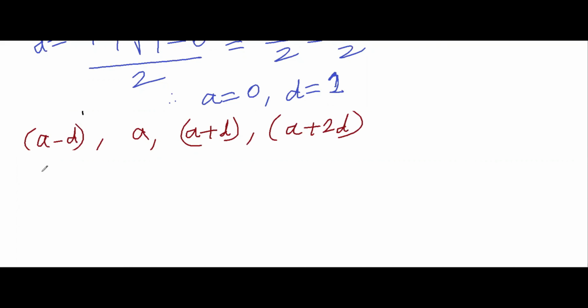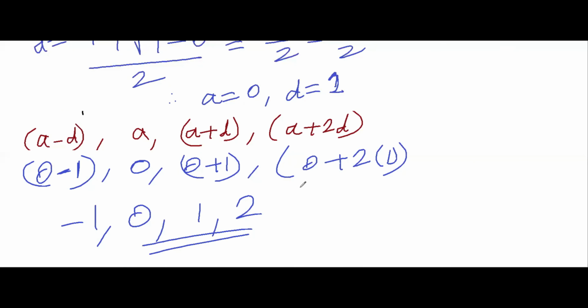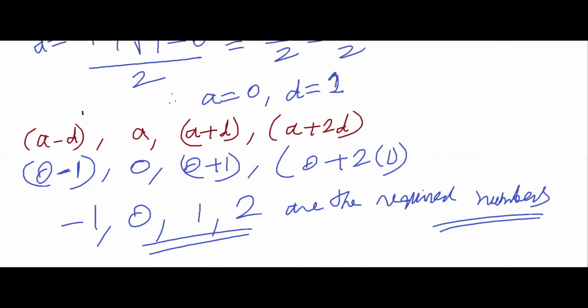What is the value of a? A is 0. What is the value of d? D is 1. तो ये तेरा फर्स्ट टर्म हो गया, सेकेंड टर्म 0 हो गया, और थर्ड टर्म ये हो गया, एंड फोर्थ टर्म 2 into 1 ये हो गया। So what is your AP? Your AP is -1, 0, 1 and 2. This is your final answer. These are the required numbers. Okay, this is what is your final answer. Hope you have understood this.